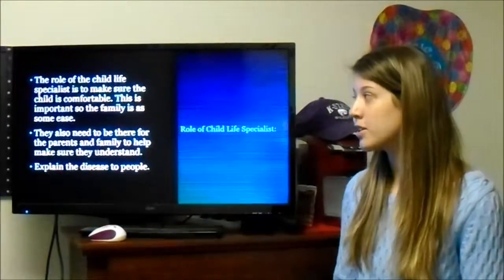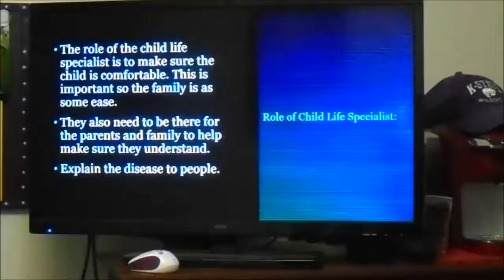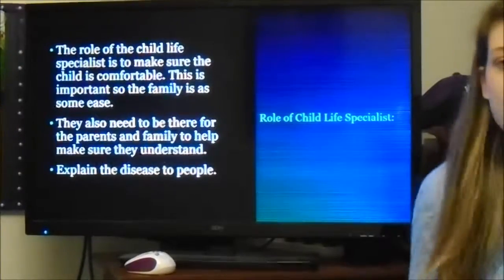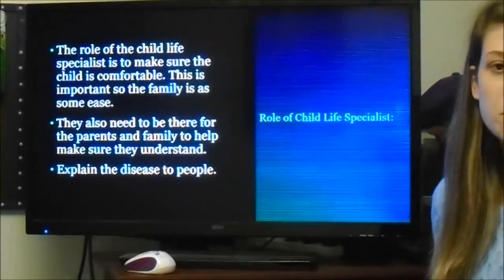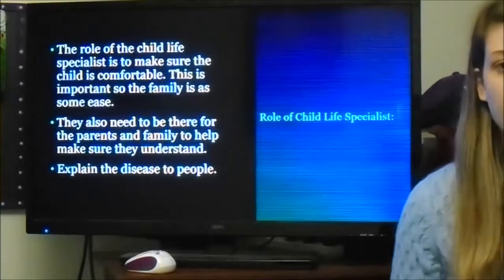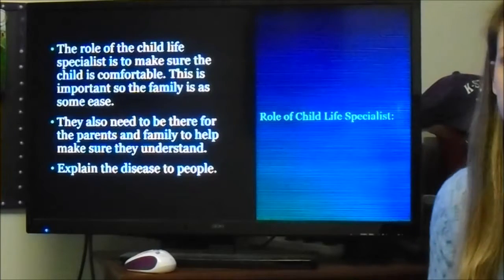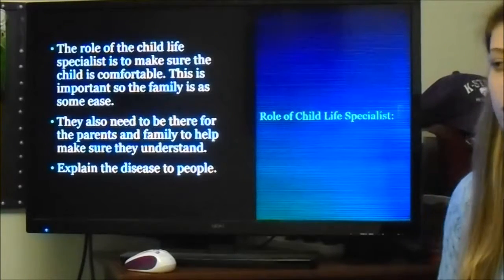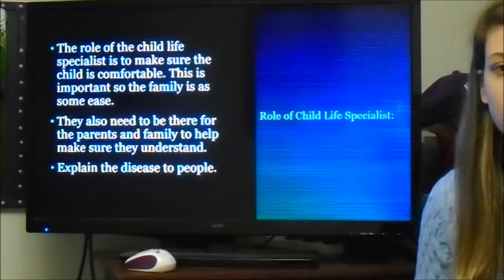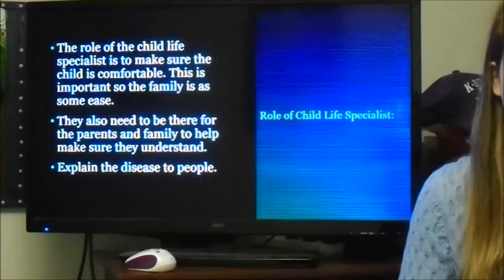The role of the child life specialist is to make sure the child is comfortable. As well as making the child comfortable, it is also important that child life specialists are there for the family. This is really important because this is a very uncommon disease, and it is fatal and is really hard to understand. It is important that the child life specialist is there to answer questions for the family, for the child, and to also help them make any arrangements that would be possible.